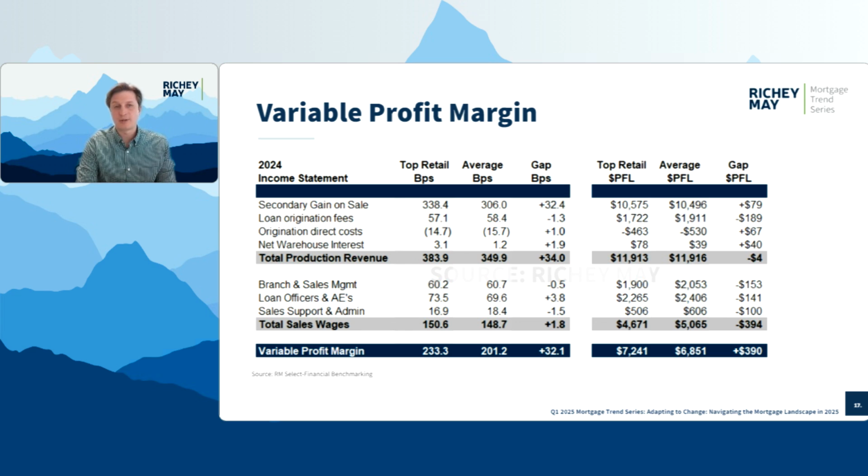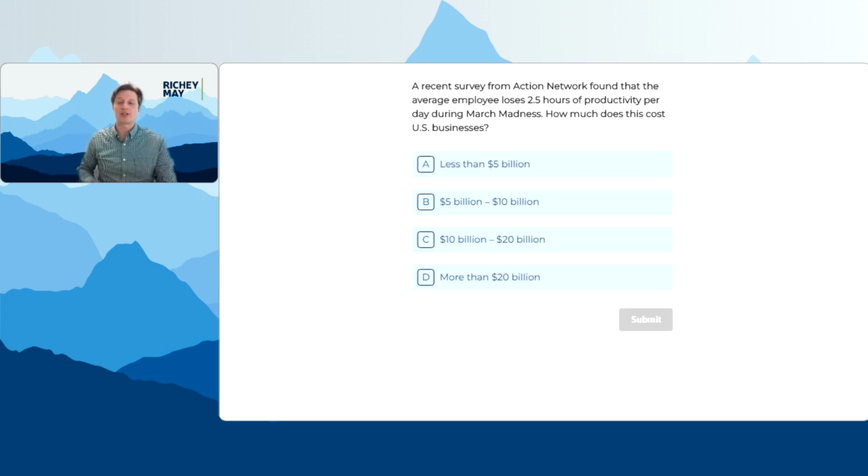It really takes us actually to our next poll question and our last poll question. We're mixing it up here a little bit, so a little less business, a little bit more fun. I guess March Madness is underway, and hopefully your brackets aren't busted yet. But the question is here: a recent survey from Action Network found that the average employee loses 2.5 hours of productivity per day during March Madness. How much does this cost the U.S. or U.S. businesses as a whole?